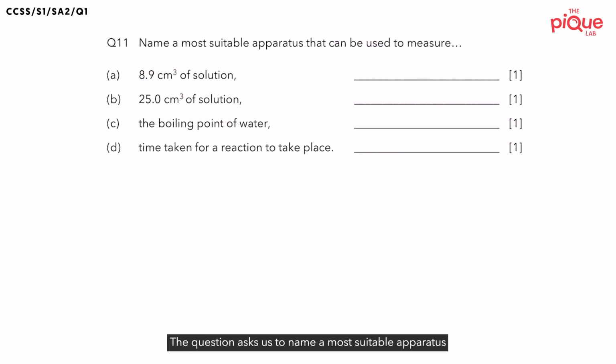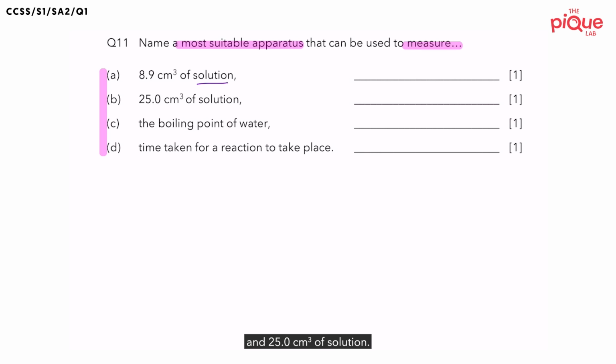The question asks us to name a most suitable apparatus that can be used to measure all these physical quantities over here. So looking at the first two physical quantities, they want us to measure 8.9 cm cube of solution and 25.0 cm cube of solution. Based on the first two, can you tell me what physical quantity they are measuring? They are measuring the volume of a solution.